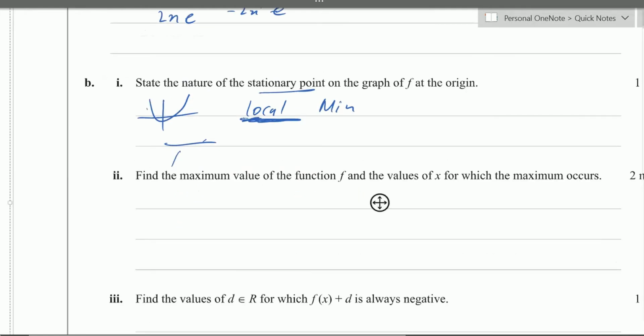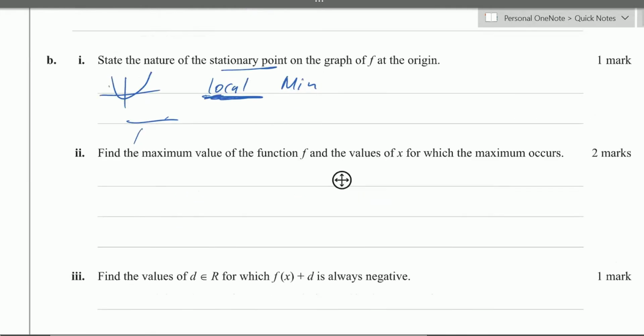For find the maximum value of f, you could just put this into your CAS, use f max, or you can diff it and equate it to 0. I think the graph of this looks like this. But yeah, so it equals the maximum at 2 points.